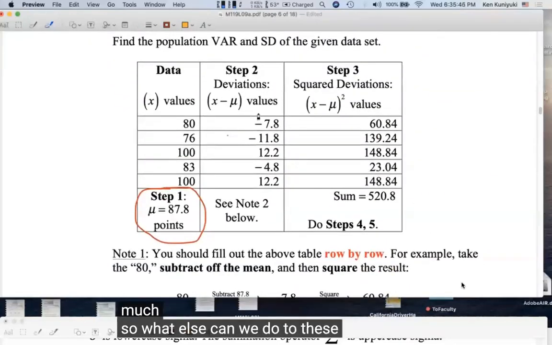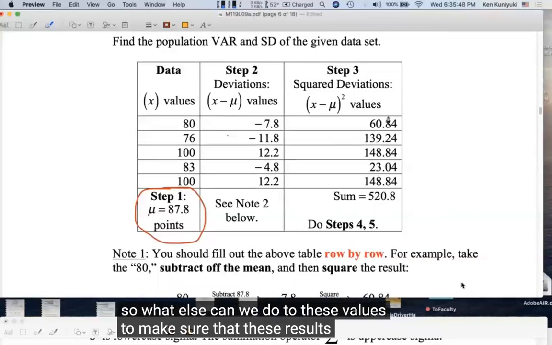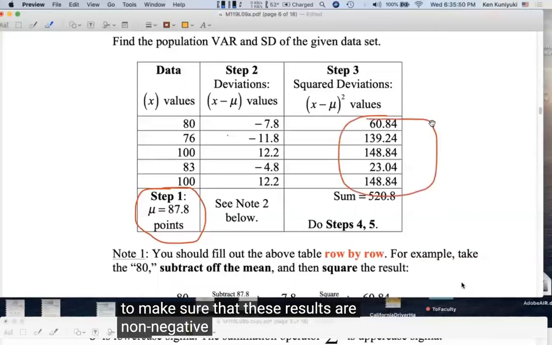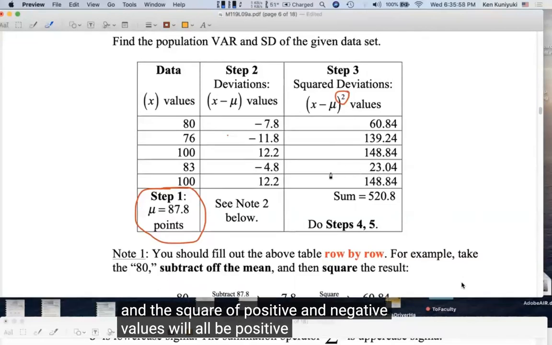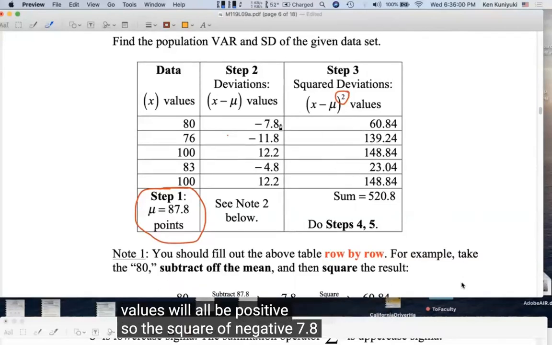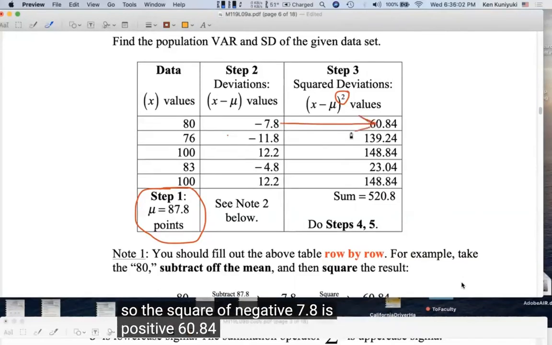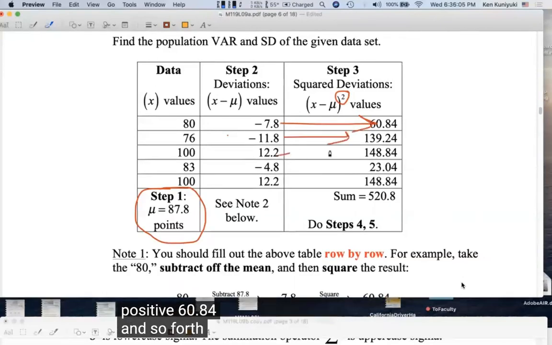So what else can we do to these values to make sure that these results are non-negative? Well, we can square these values. And the square of positive and negative values will all be positive. So the square of negative 7.8 is positive 60.84, and so forth. We square these deviations.